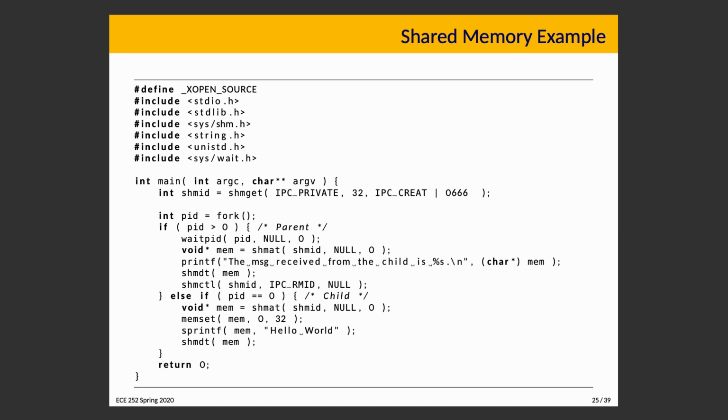So the child process will attach to the shared memory segment that has been specified, and it will use null, allowing the kernel to decide where it is going to be attached in main memory. We will then memset it to 0 because we're going to write a string in it, and then we will printf in there. We will set the text to read hello world, and then we will detach the segment as the child, and the child will exit. The parent process will then wake up.